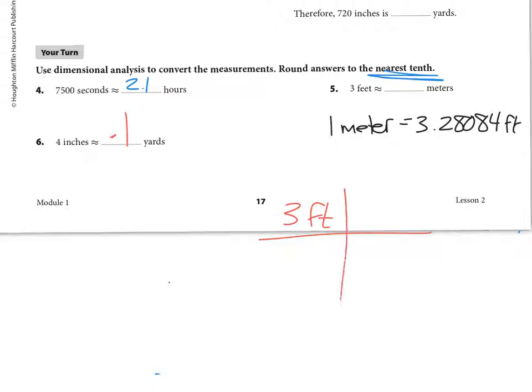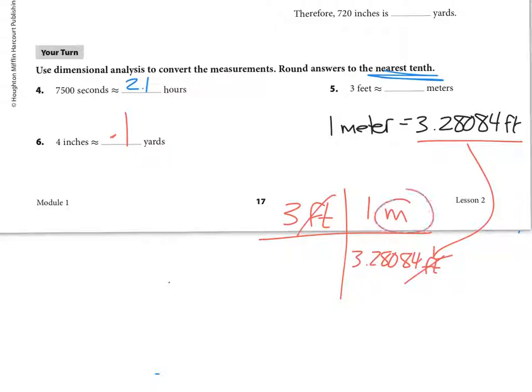Okay, now, again, when I set up I start with 3 feet. I want to get rid of my feet. So that means feet needs to go on the bottom. So this 3.28084 feet go here, and that is 1 meter. So now my feet cancel. I'm left with meter. So that's going to give me 3 over that big decimal number, 3.2, blah, blah, blah. So I divide that on the calculator, 3 divided by 3.28084, and I get 0.9. Sorry. Can't get my pen to work. Here we go. 0.9 meters.